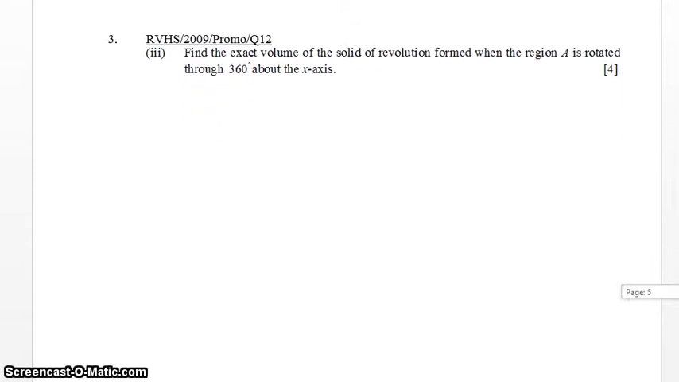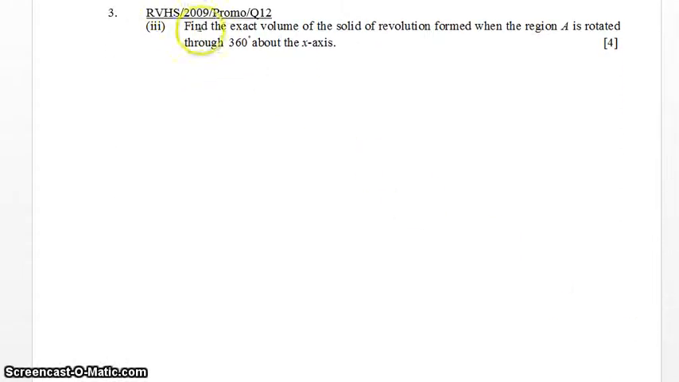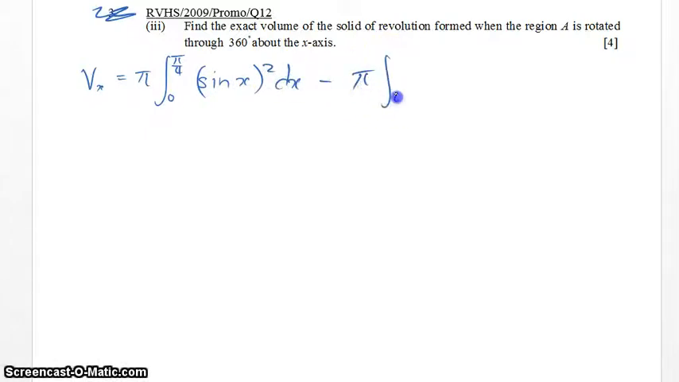Part C, sorry. Yeah, part 3, sorry. Don't know why that's changed to 3. Find the exact volume when the region A is rotated 360 degrees about the x-axis. So the volume when rotating about the x-axis is pi. Take the two bounds, 0 to pi upon 4. Take the larger one first, so in that case it's sine. Square it, and then subtract away the other one. So we can't put them both underneath the same squared sign. It has to be separate squared signs, so please be careful to do that.